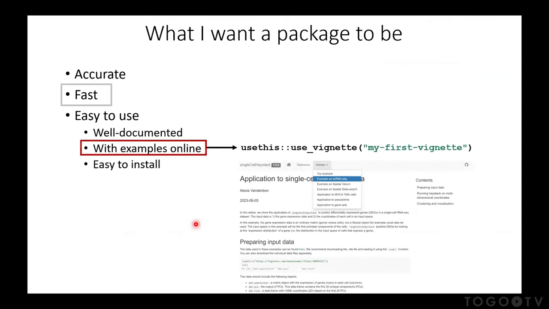Now, of course, I also want it to be easy to use, so it should be well documented. Of course, I can use Roxygen too to do that. And also, I want to add examples online. I think you know you can make your examples and then push them to GitHub, and it will appear like a website on GitHub. And also, I want it to be easy to install. Okay.